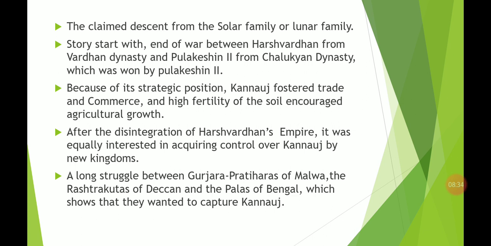As I told you, the story starts with the end of the war between Harshvardhan, who belonged to the Vardhan dynasty, and Pulkesin, who belonged to the Chalukyan dynasty. Who won the battle? It was won by Pulkesin II of the Chalukyan dynasty. Harshvardhan was helping his sister Rajashri, and he controlled Kannauj and made it his capital. After losing to any of the rulers, that kingdom becomes vacant, and those who fought captured those territories. Kannauj was more special in that area.